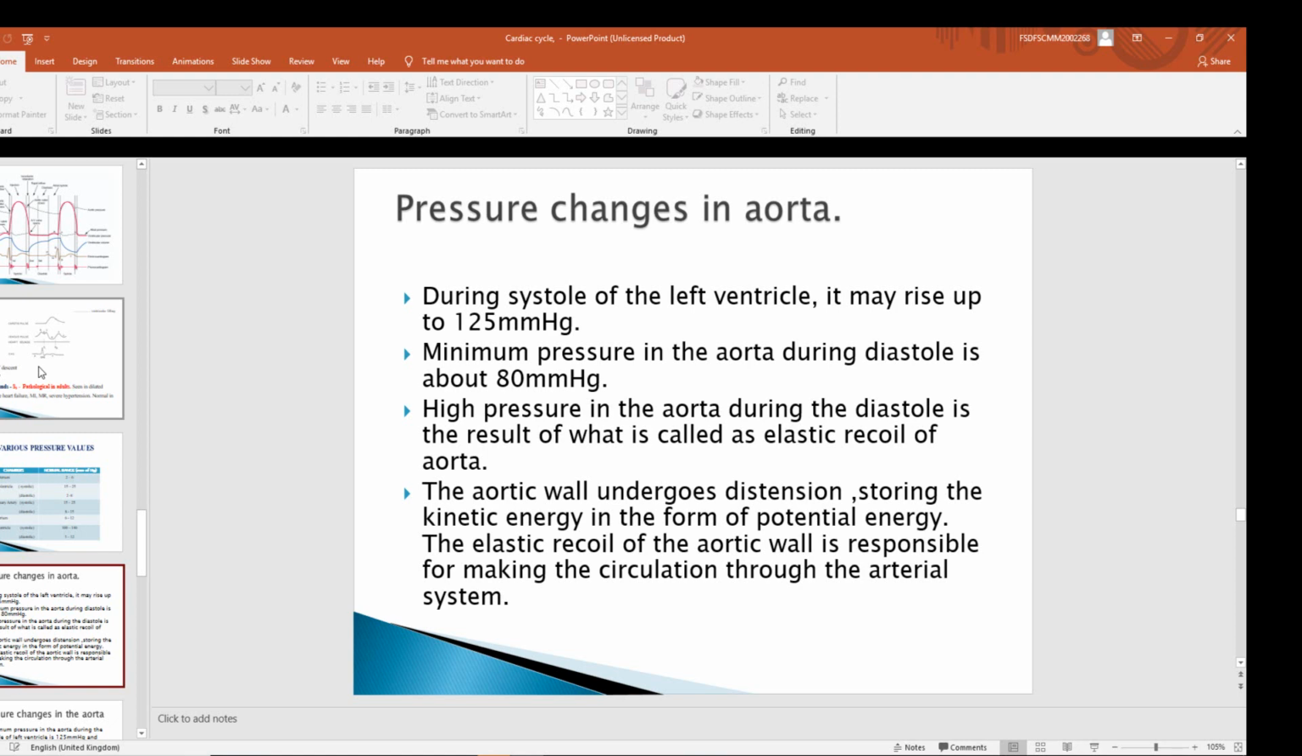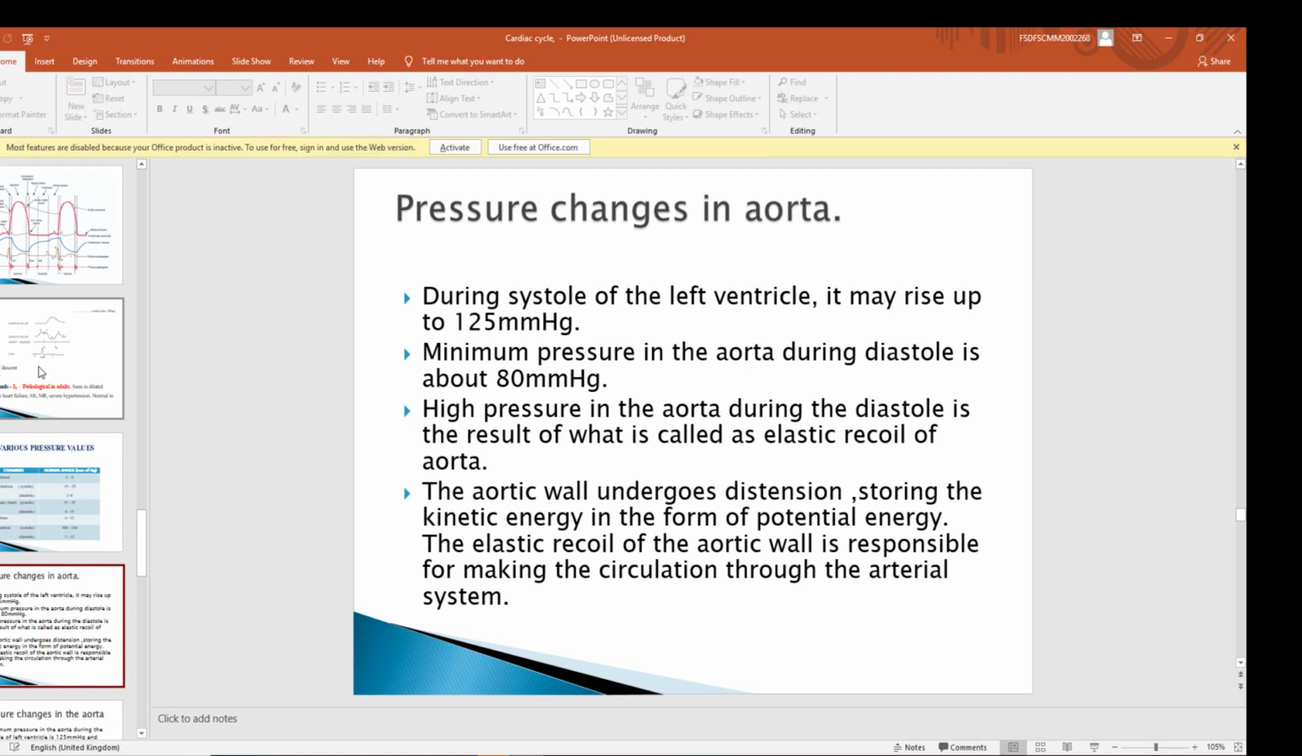High pressure in the aorta during diastole is the result of what is known as the elastic recoil of the aorta. The aortic wall undergoes distension, storing kinetic energy in the form of potential energy. The elastic recoil of the aortic wall is responsible for making the circulation through the arterial system. So this is quite important for you all to know: the aortic wall undergoes distension, storing kinetic energy as potential energy, and the elastic recoil later on is important for making the circulation throughout the arterial system.